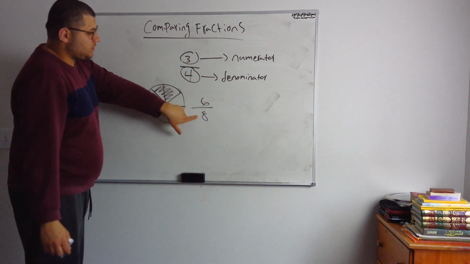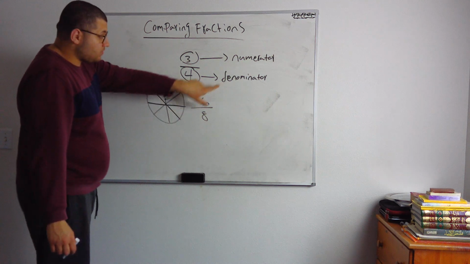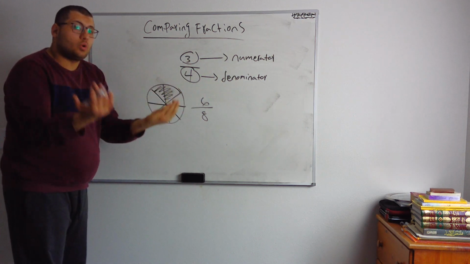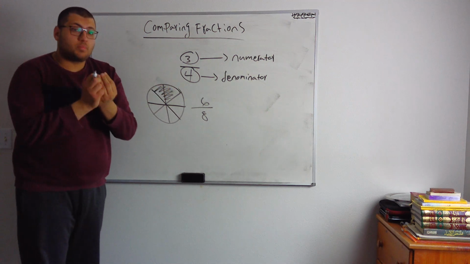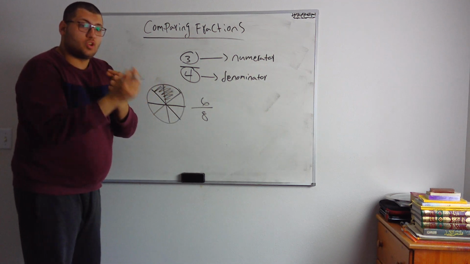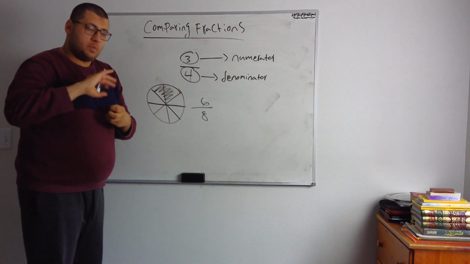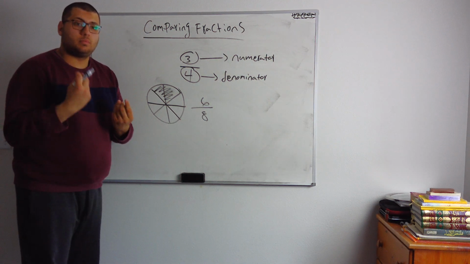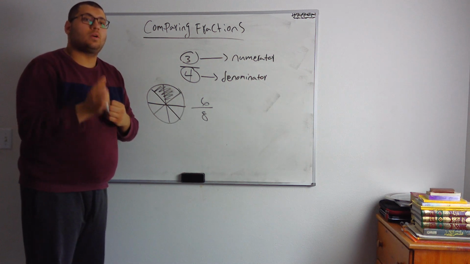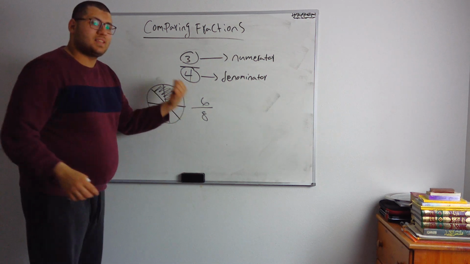So again, the number in the bottom, the denominator, is always the total amount of slices. Because remember, a fraction is part of 1. It's part of a whole. It's always less than 1. We're not going to talk about improper fractions right now. We're just talking about simple fractions. Simple fractions are always less than 1, so they are always less than a whole.